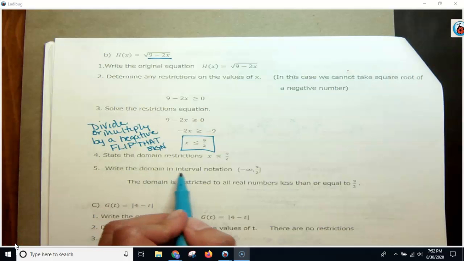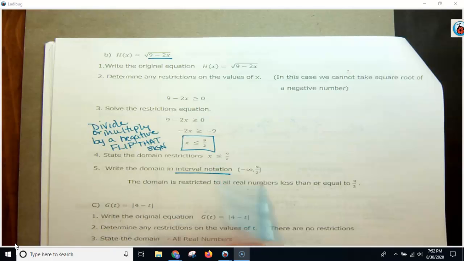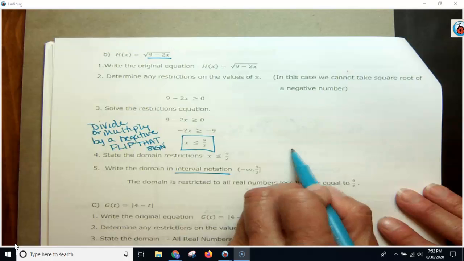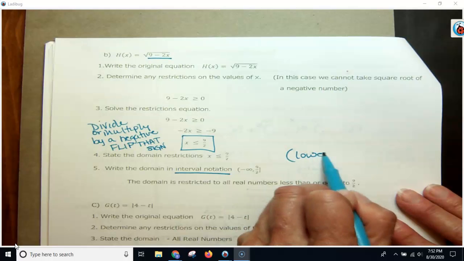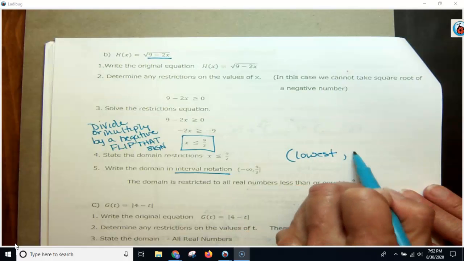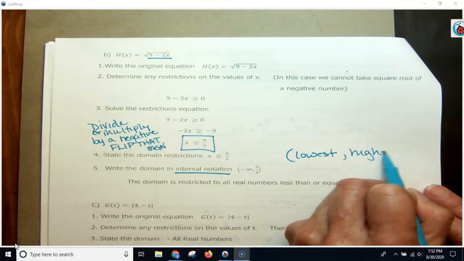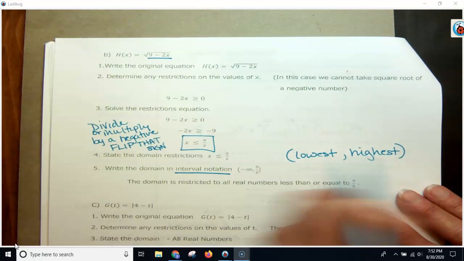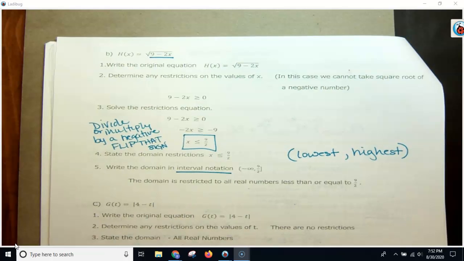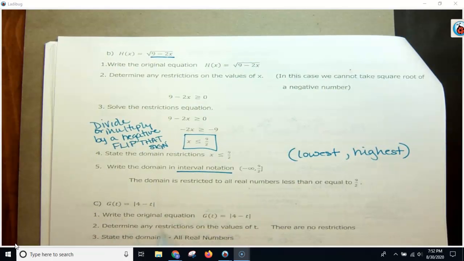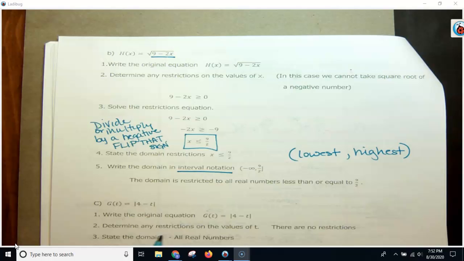How do you write that in interval notation? Well, it has to be less than, so your very lowest number, right? In interval notation, your lowest goes here, your highest goes here. And then you use either the brackets or the parentheses to determine include or exclude. So the domain is restricted to all numbers less than or equal to 9/2.